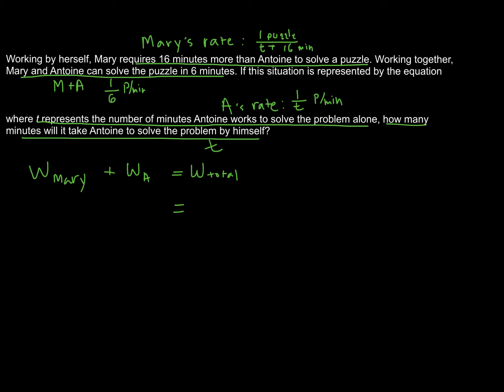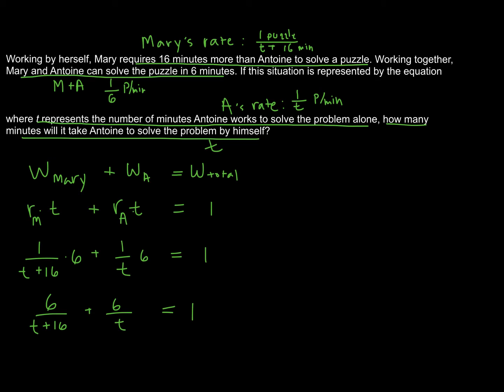So, how much work do they get done in total? Well, they solve one puzzle. Now, how much work does Mary get done? Well, I know that that is going to be the rate that Mary works times the amount of time that she works for. So I'm going to label this R sub m for the rate at which Mary works, plus the rate at which Antoine works times the time that they work for. And now I'm actually able to input these values because I know the rates at which both of them work, and I know the time that they spend working together, which was 6 minutes.